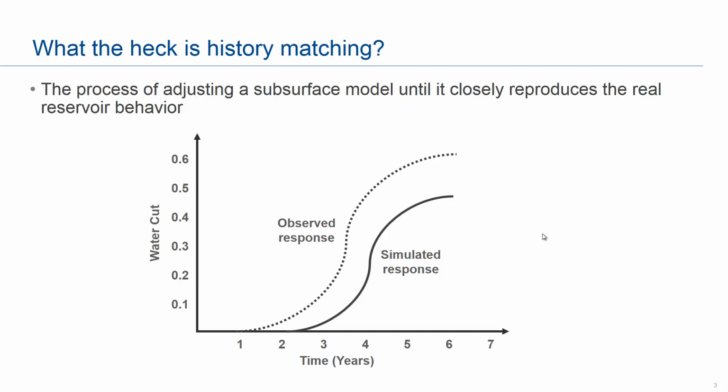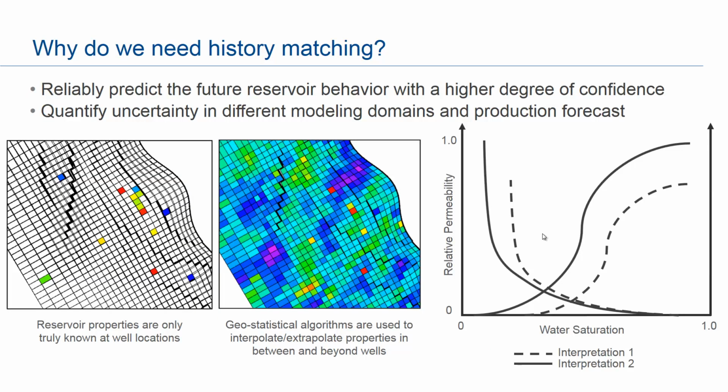So what we need to do is to calibrate or adjust various aspects of this model until it matches the real observations or measurements from the reservoir, and that is what is known as the history matching or calibration process. So the next question really is, what are we trying to achieve by history matching?